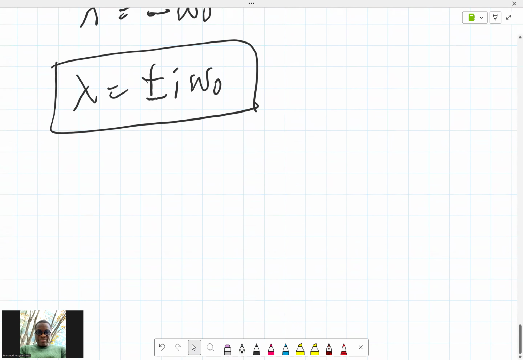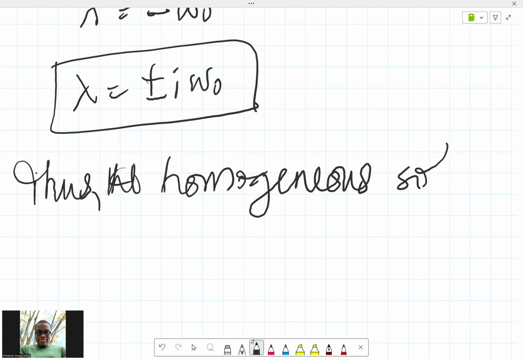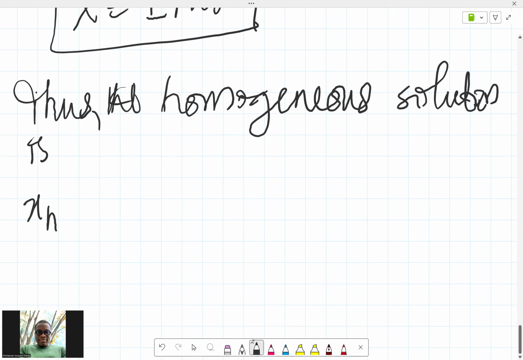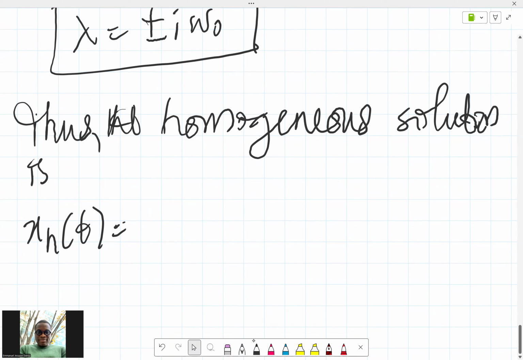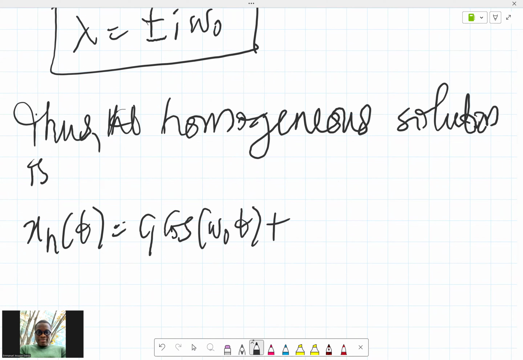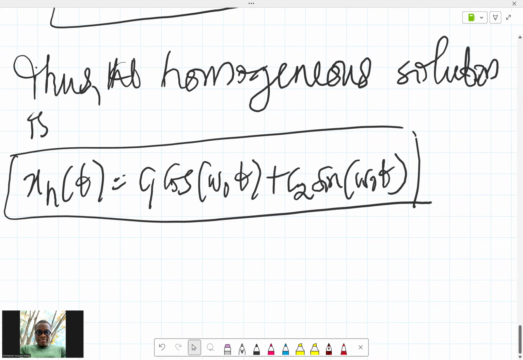So we can have the homogeneous equation. Thus the homogeneous solution is xh of t equals C1 cos omega naught t plus C2 sine omega naught t. So this is the homogeneous solution.